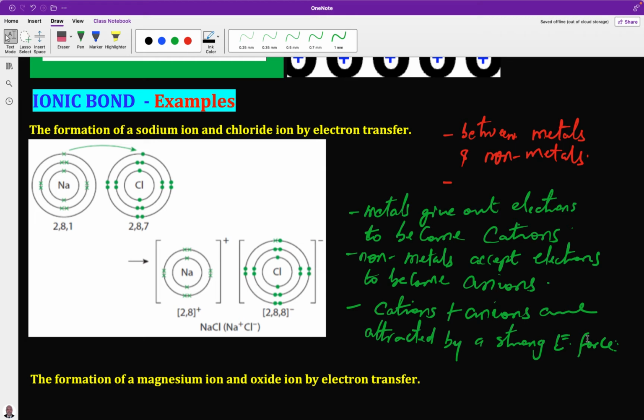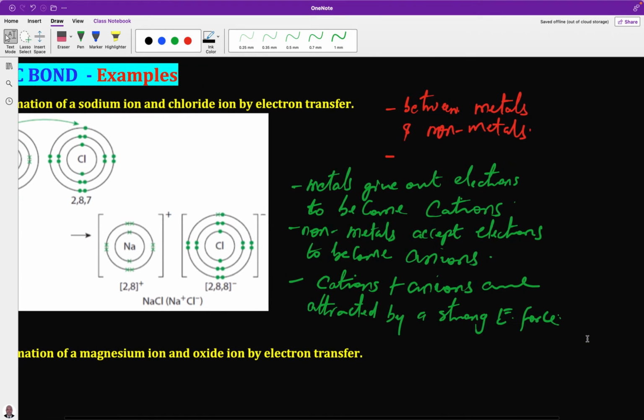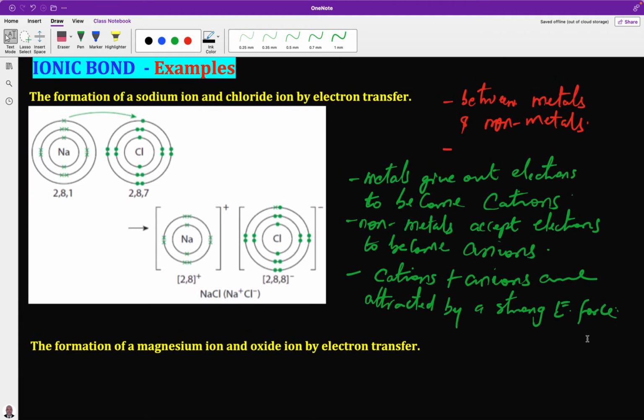We should also remember that any compound from this type of bond is called an ionic compound. For example, sodium ion and chloride ion, sodium chloride. That is an example of it. Any compound formed between the cation and the anion is an ionic compound.